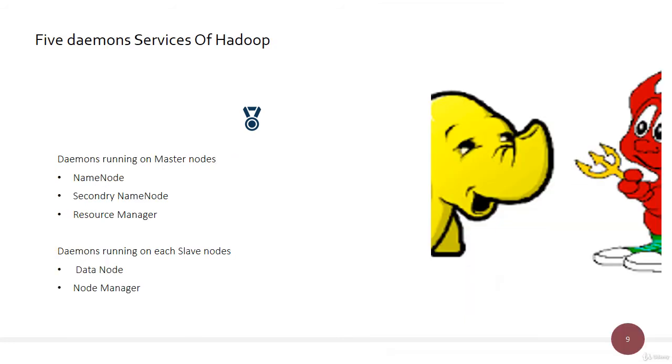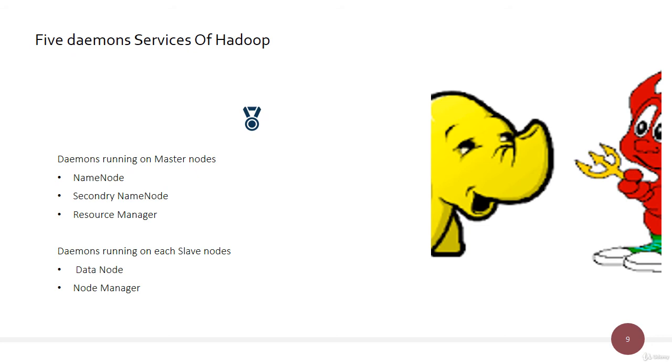Hadoop is comprised of five separate daemons. Each of these daemons runs in its own JVM. The following three daemons run on master nodes: name node, secondary name node, and resource manager. Name node: this daemon stores and maintains the metadata for HDFS. Secondary name node performs housekeeping functions for the name node. Resource manager: it runs on the YARN master node for MapReduce.